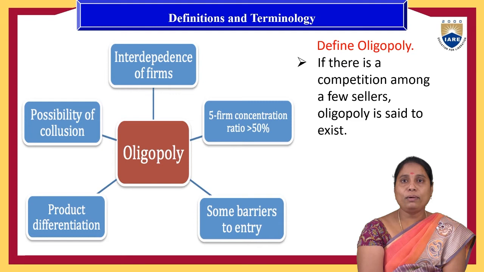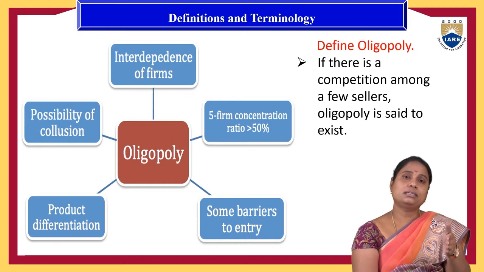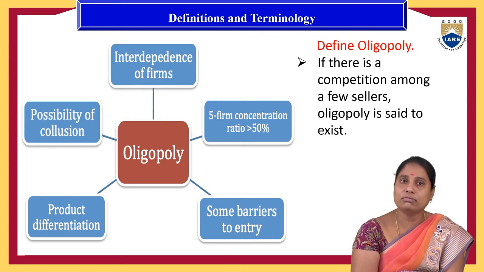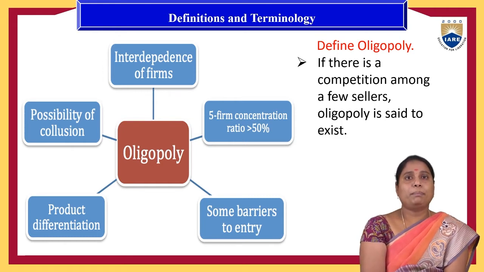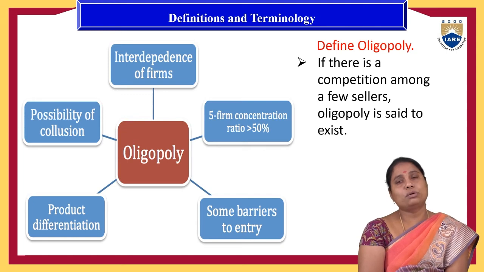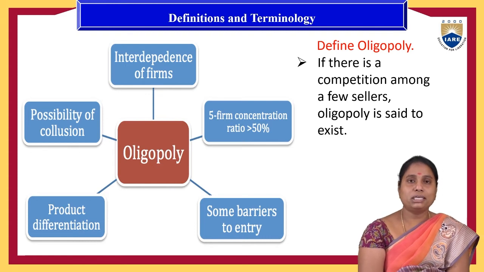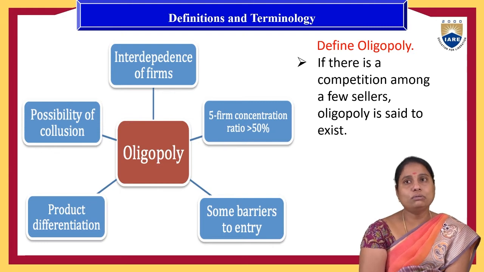Next one is oligopoly. If there is competition among a few sellers, then it is an oligopoly. It is more or less lesser than, or very close to, perfect competition, but not equivalent to perfect competition. Here there is independence of the firms. There is a possibility of collusions and negotiations by the customers, and the five-firm concentration ratio will be not more than 50%. Some barriers are there to enter. Product differentiation is there. Those are all the characteristics of oligopoly.